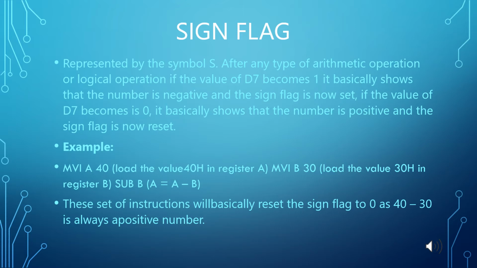Now load the value 40H in register A. MVI B, 30. Now load the value 30H in register B. Now subtract. So the value becomes 10. This set of instructions will reset the sign flag to 0, as 40 minus 30 is always a positive number. If these numbers are in the opposite positions, then the value will become a negative number, therefore the sign flag is set.